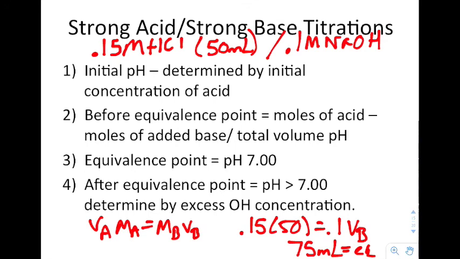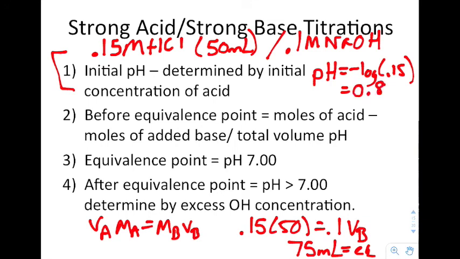The next thing I do is find my initial pH, which is determined by the concentration of the acid. Before I add any base, the pH is simply the negative log of 0.15. The reason I can do that is because this is a strong acid, and since it's a strong acid, it dissociates completely. So 0.15 molar HCl means 0.15 molar H+. When I put this into my calculator, I take the log of 0.15, and you end up getting a value of about 0.8. So that's the pH initially.